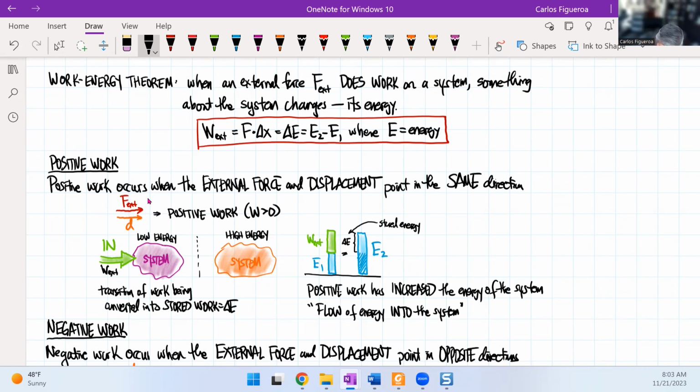So my system already started at E1, and you could see how I put those dashed lines to signify E1. So then that light blue is what went from external work to the change in energy of the system. It's this stored work that has meaning, not E1, not E2, but this change in energy. So positive work has increased the energy of the system, and we have a tendency to say that there's a flow of energy into the system, and therefore it increases the energy of the system.